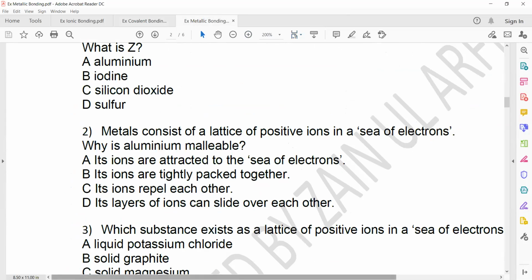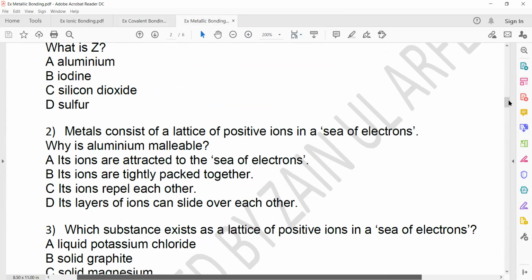Question number 2. Metal consists of a lattice of positive ions and a sea of electrons. Why is aluminium malleable? What could be the answer? So why is it malleable? Because the layers of ions can slide over each other without breaking.